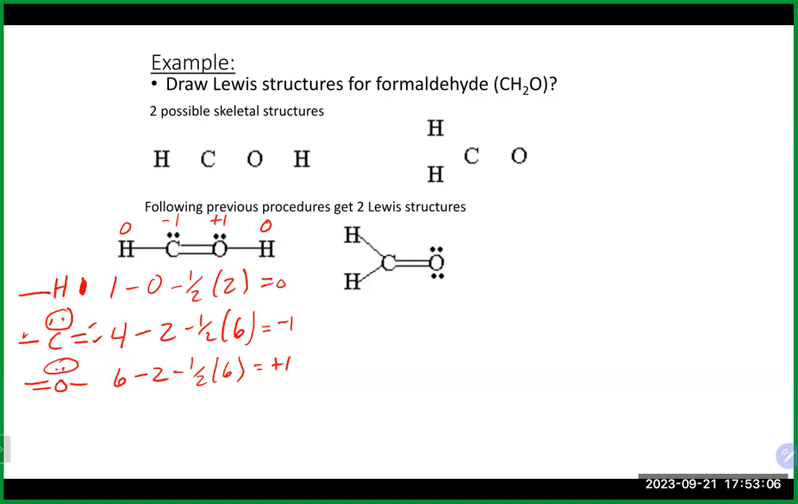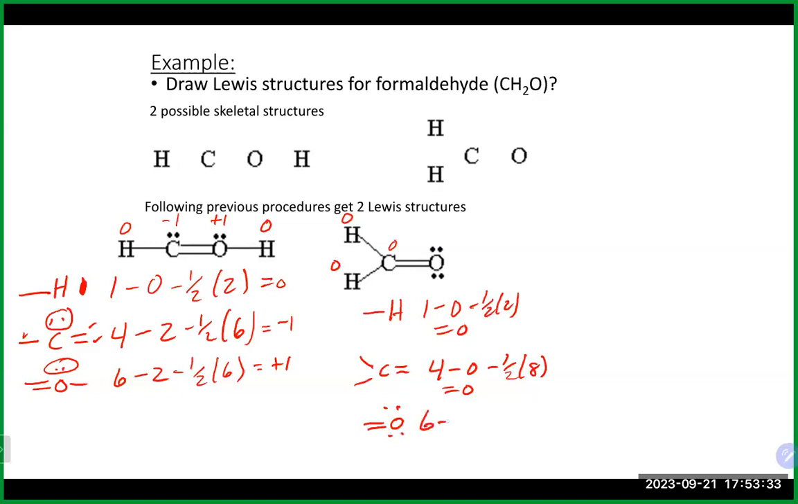We'll do it for our guy on the right here. We've got our hydrogen, which again will be 1 minus 0 minus 1/2 of 2, which is 0. So that's a 0, that's a 0. We have our carbon in the middle. That's going to be 4 minus 0 minus 1/2 of 8, and that's going to be 0. And we have our double bonded oxygen. It's going to be 6 minus 4, as we have 4 non-bonding electrons, minus 1/2 of 4, which are also in there. That gives us 6 minus 4, which is 2, minus 1/2 of 4, which is 2, which is 0 in this case.